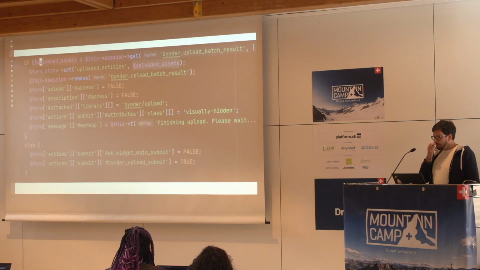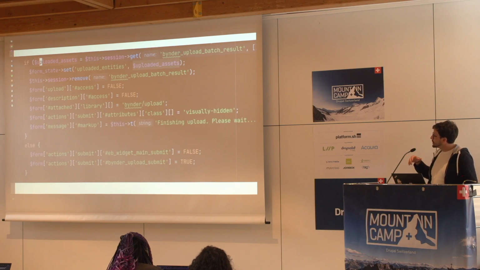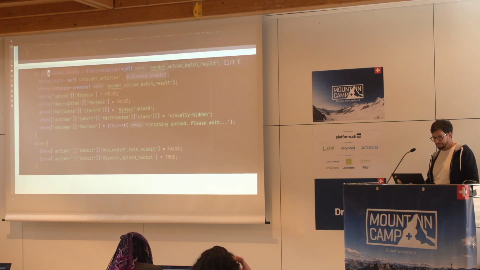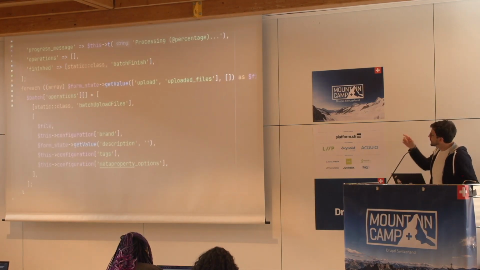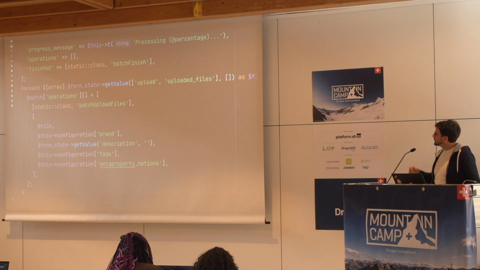And then in the form part, we have the logic that switches between different states. If the user already uploaded stuff, then we have this value in the session, Bynder uploaded batch results. If not, we just show the button to submit to Bynder. Then the submit method basically handles the same thing. If we still need to upload files, then a batch process is first prepared.